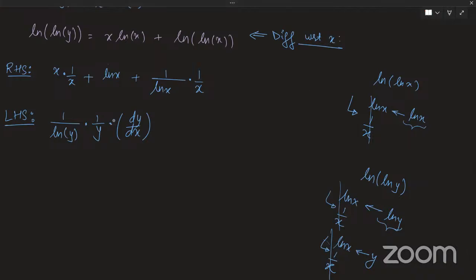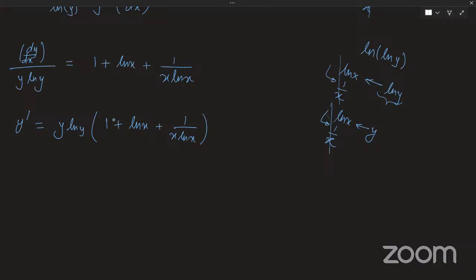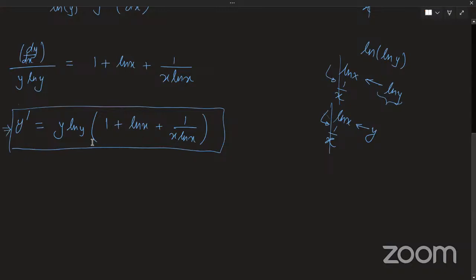So now all I need to do is just equate my left hand side and right hand side. So I have got dy by dx divided by y times of ln y is equal to this thing, right? So it becomes 1 plus ln x plus 1 by x into ln x. I can just take it out this side. So my value of dy by dx basically becomes y into ln y into 1 plus ln x plus 1 by x into ln x. Fine. This is it. So I can just substitute back my value of y, and you'll get your answer.